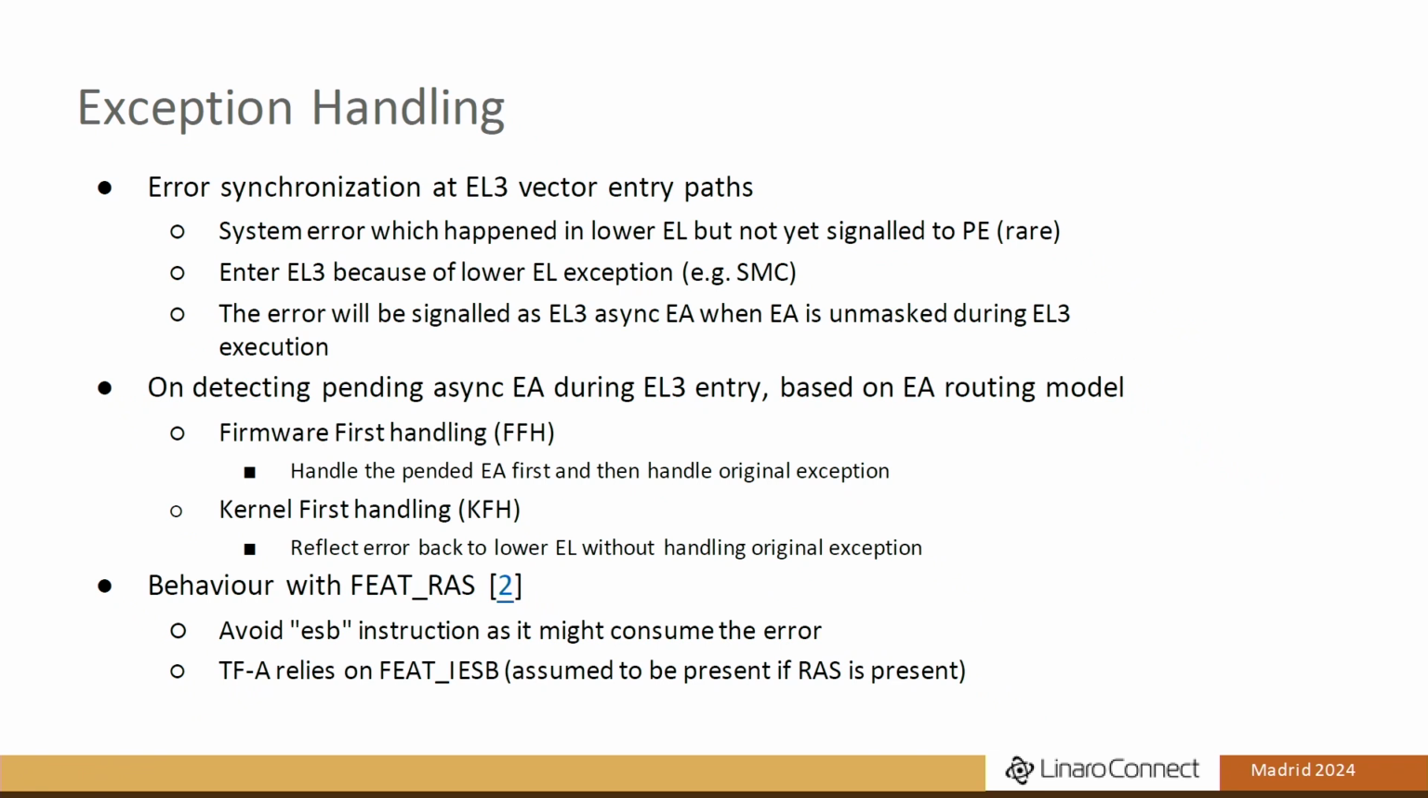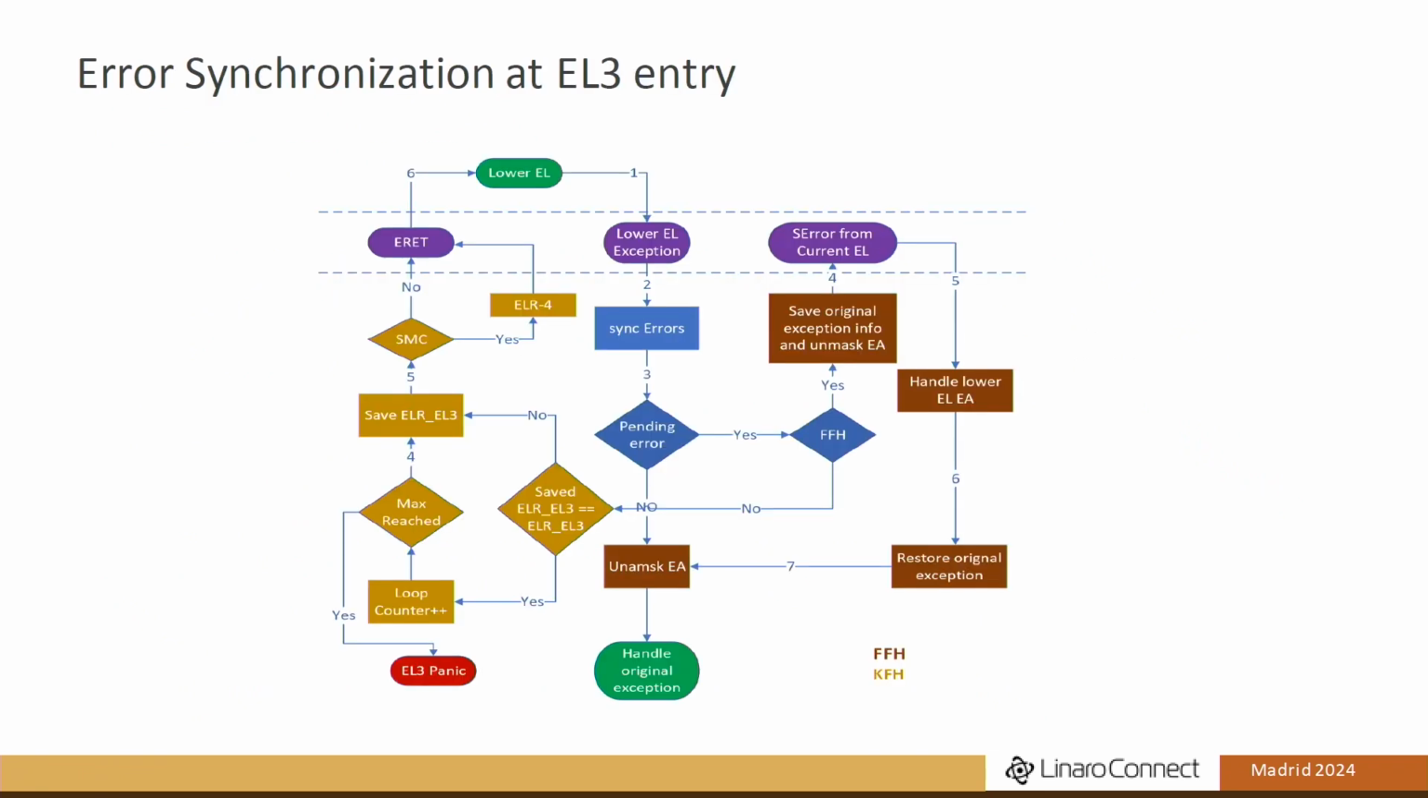we now rely on FEAT_IESB, which is implicit error synchronization. And we assume that if FEAT_RAS is present, IESB is also present in TFA. It's a nice diagram, but I won't go through details. It's there in TFA documentation. It's very similar to what I explained in more detail.